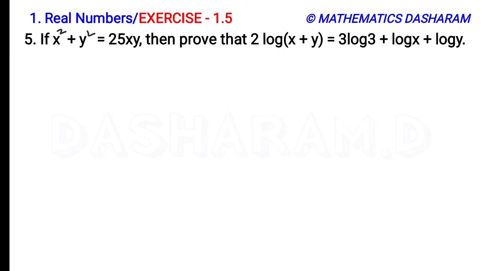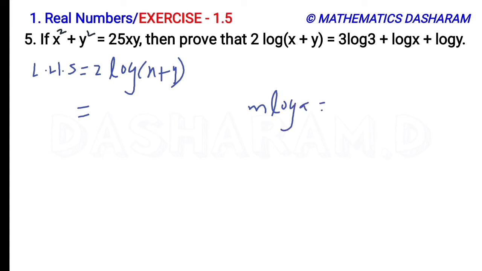Fifth question, if x square plus y square equals to 25xy, then prove that 2 into log x plus y equals to 3 into log 3 plus log x plus log y. So first I am selecting the LHS. LHS equals to 2 into log x plus y. So now here I am applying the formula, that is m log a. Formula is log a to the power of m. So then log x plus y whole square.